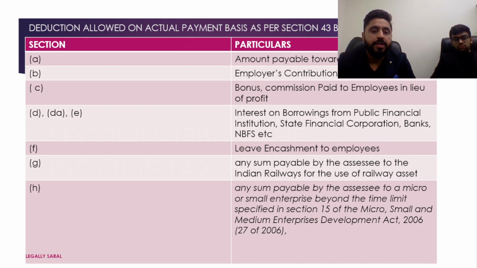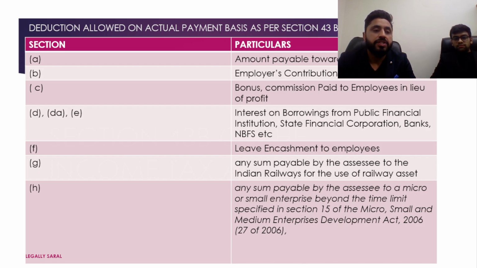Subclause C is related to the bonus or commission paid to the employees in lieu of profit, and D, DA and E are related to the interest payment on the borrowings we have made, either from public financial institutions or from the banks or the state financial corporations. Subclause F deals with the leave encashment to the employees that also needs to be paid before the due date of filing the return. And subclause G is also newly introduced, which states any sum payable by the SSE to the Indian Railways for the use of railway assets.